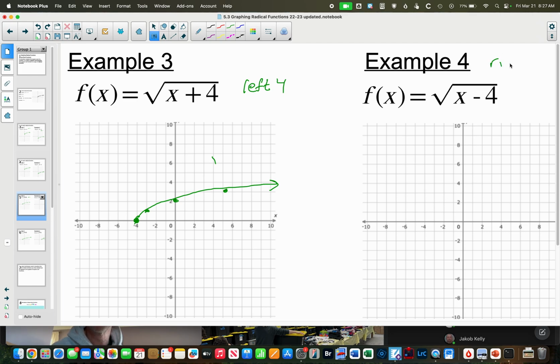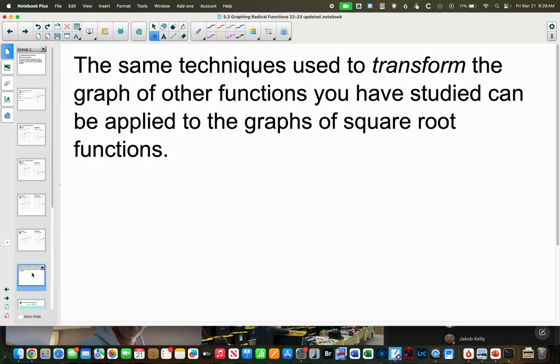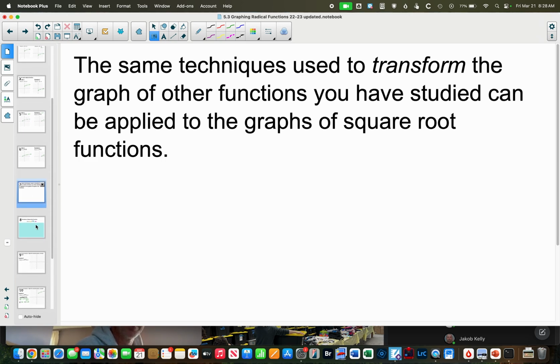All right, this is going to be right 4. Up 1, over 1, over 4, up 2. We're not going to have room to do any more. So there's our function. So that's what they look like. The same techniques used to transform the graph of other functions you have studied can be applied, as I just mentioned.